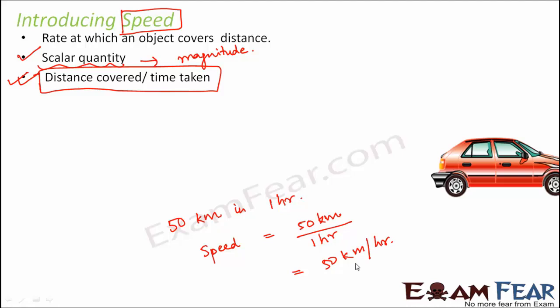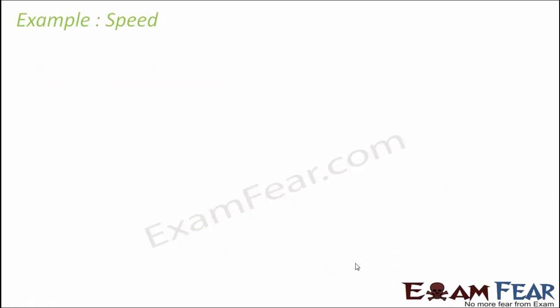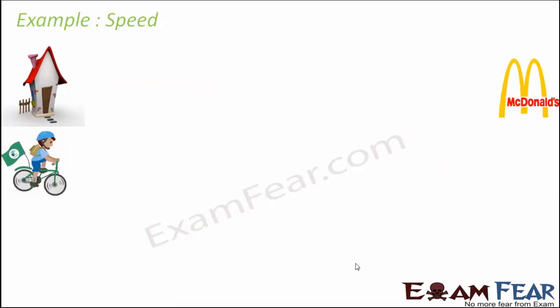Any object which has a higher speed moves faster because it is traveling more distance over a specific period of time. Any object which has a lesser value of speed is traveling at a slow speed, so it has a slow motion. That's about speed. Let us look at more examples of speed.